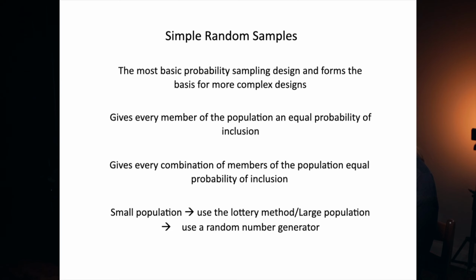If you've got a small population, you can use the lottery method to figure out your sample. This is really analogous to, do you remember, I don't know if anybody had to read the short story in high school about the lottery, but anyway, this is what you would do. You would draw lots and use the lottery method. If you have a larger population, you would use a random number generator to pull your sample.